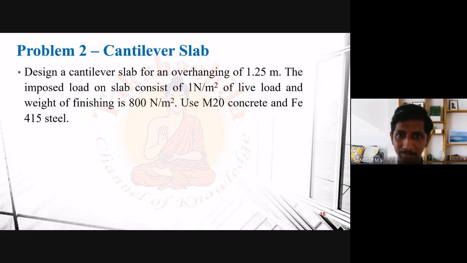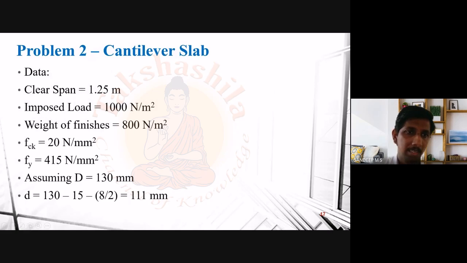Anyway, we are supposed to use M20 grade concrete and Fe415 grade steel. So let's see the data that was given in the question. The clear span is given as 1.25 meters. Imposed load is, as I mentioned, 1 kilonewton per meter square or 1000 Newton per meter square. Then weight of finishes is given as 0.8 kilonewton per meter square or 800 Newton per meter square. Then we have the grade of concrete and grade of steel.